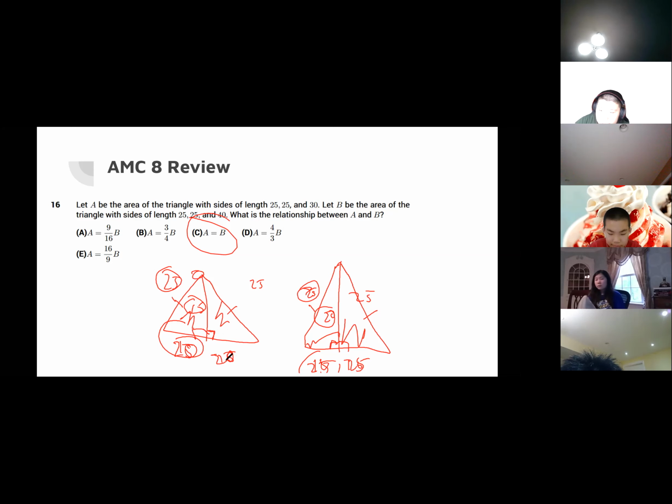So this will be 20, this will be 20, this will be 15, this will be 15, and then you use Pythagorean theorem to find the other one. So on this side, you end with 25, 15, and 20. On this side, you end with 25, 20, and 15. And these two triangles have the exact same side lengths. What that means is that they also have the exact same angles and the exact same area.